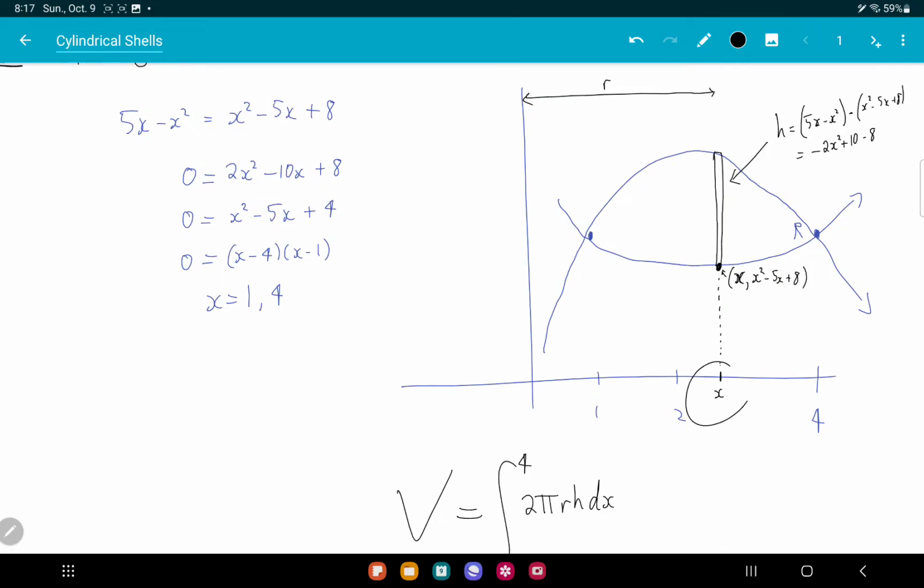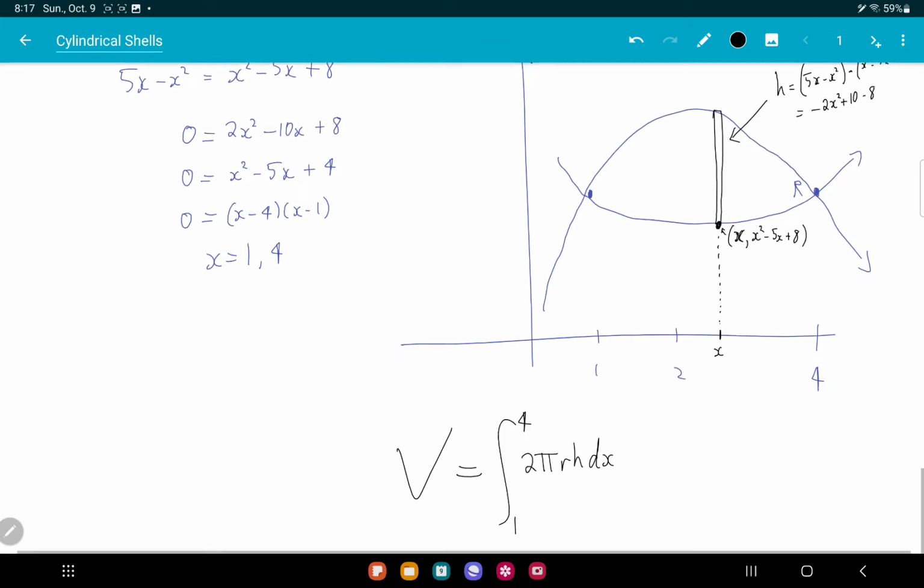Okay, so I'm going to take my r, which is x, plug that in to my integral here. Take my height, so the height of my rectangle, plug that in, and I will be off to the races. 2 pi x this time. Height was minus 2x squared plus 10x minus 8. I lost an x up here somehow. Must have been my palm grazing it ever so softly. Oh, whatever. 10x, you get the idea. All right, there's my integral.